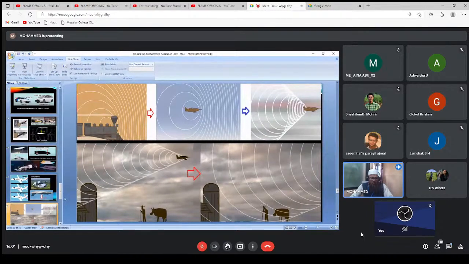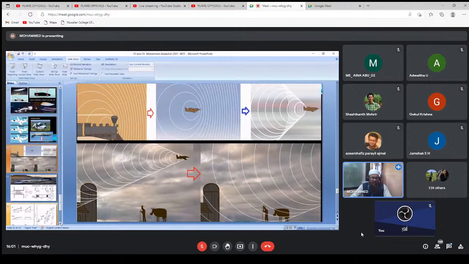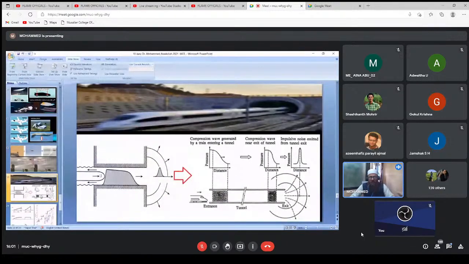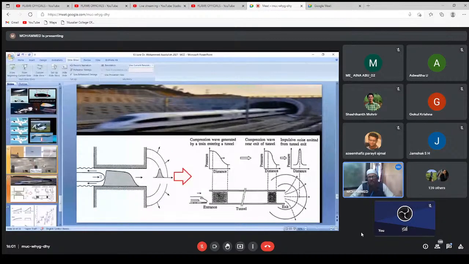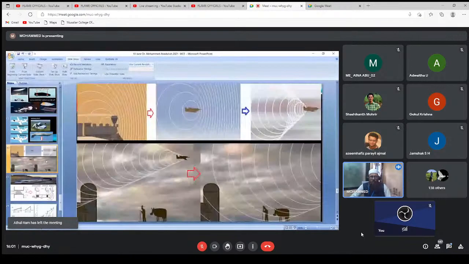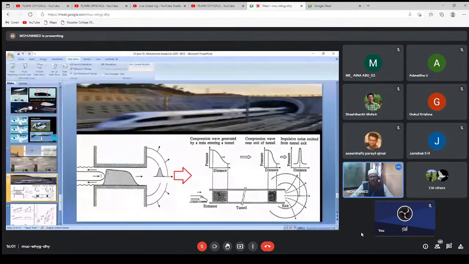So this problem has been in engineering, and now they have said that maybe in 2025, we will have an aircraft where there will be no sonic boom. But this is another engineering problem which people are trying to deal with. Now I want to deal with another type, because now we have trains.